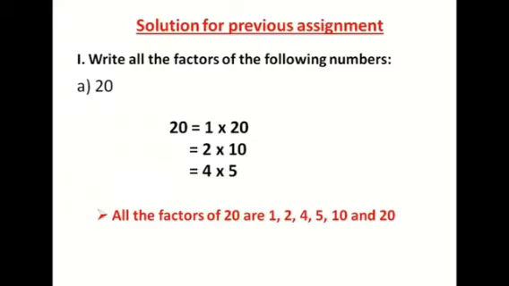Solutions for your previous assignment. First main, write all the factors of the following numbers. Question number A, 20. So 20 means what you can write? 1 20s are 20, 2 10s are 20, 4 5s are 20. Okay. All the factors of 20 are 1, 2, 4, 5, 10 and 20.